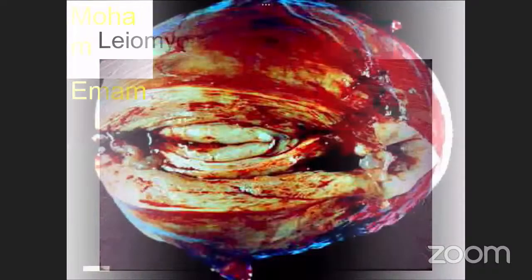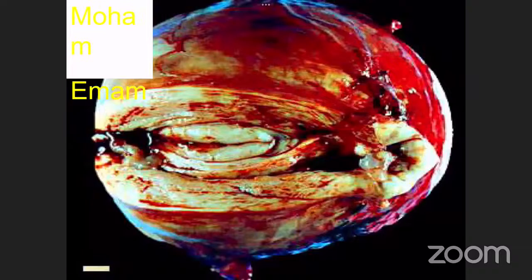Next slide. This is the histologic appearance under the microscope. Interlacing bundles of fibers. Next slide.